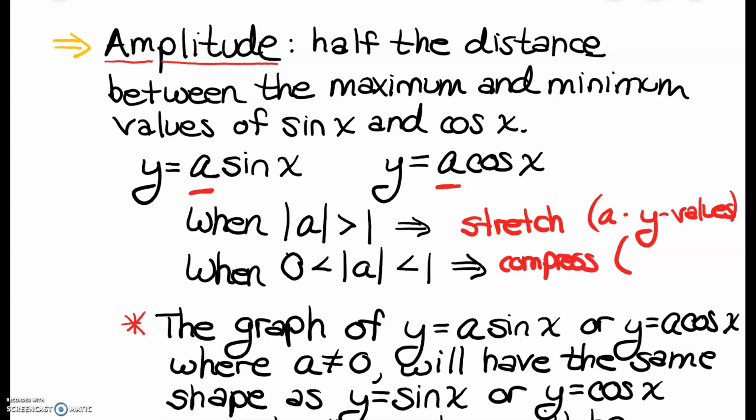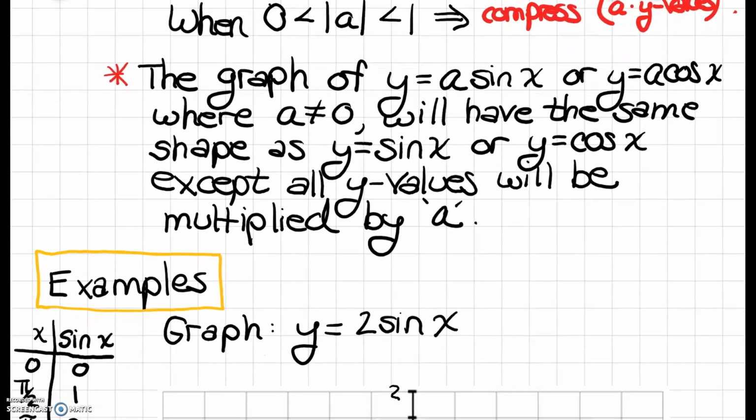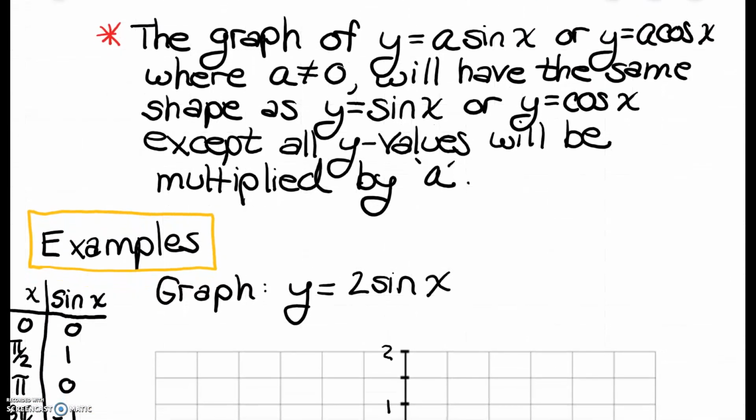And again, we're still multiplying our y values, because we're taking those y values and multiplying them either by a factor bigger than 1 or by a factor smaller than 1. So the graph of y equals a times sine x, or y equals a times cosine x, where a doesn't equal 0, will have the same shape as y equals sine x or y equals cosine x, except that all the y values will be multiplied by a.